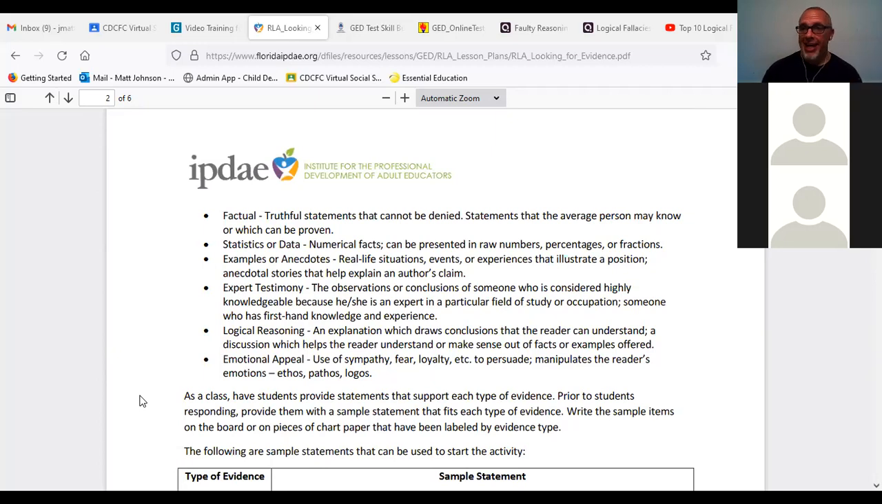If there's something that somebody states that maybe you're not familiar with, we all have missing information. We don't know everything, but it's easy to prove, right? It's something that you can research, you can look up, you can Google, whatever it may be. It is a factual statement. Statistics and data, right? The other side, numerical facts. They're always presented typically in numerical ways. Raw numbers, percentages, fractions. It's usually, this percentage of these people did this.